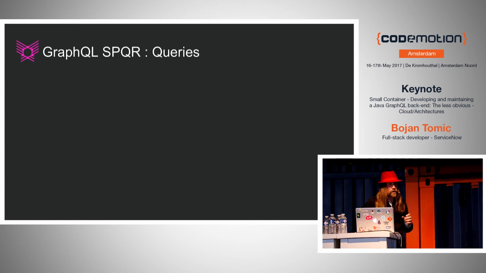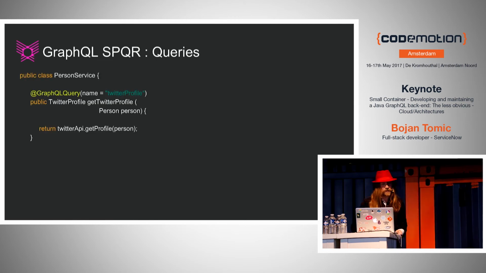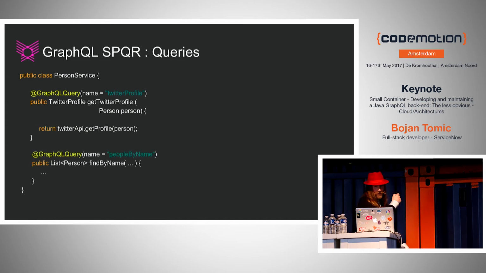So let's see some more interesting queries. You only saw something ridiculously simple. So let's say we have something like this. Still simple. We have a query that's asking for a person's Twitter profile. It takes the entire person object, so a complex input type, and it uses some Twitter API, something, to fetch this. So let's say we have that. And then we have what we already had, like the find people by name that you already saw.